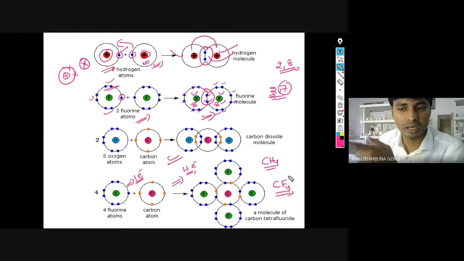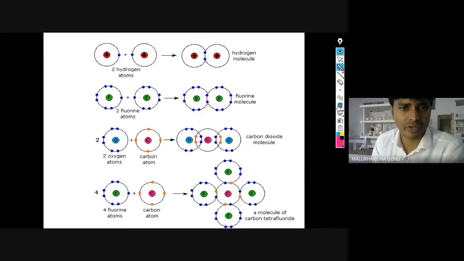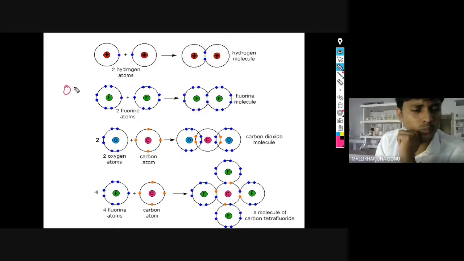These are the monovalent compounds. Chlorine, fluorine, the valency is 1 only. Hydrogen valency is also 1 only. So whatever the valency, that many bonds it forms. For example, if I say oxygen, valency is 2.